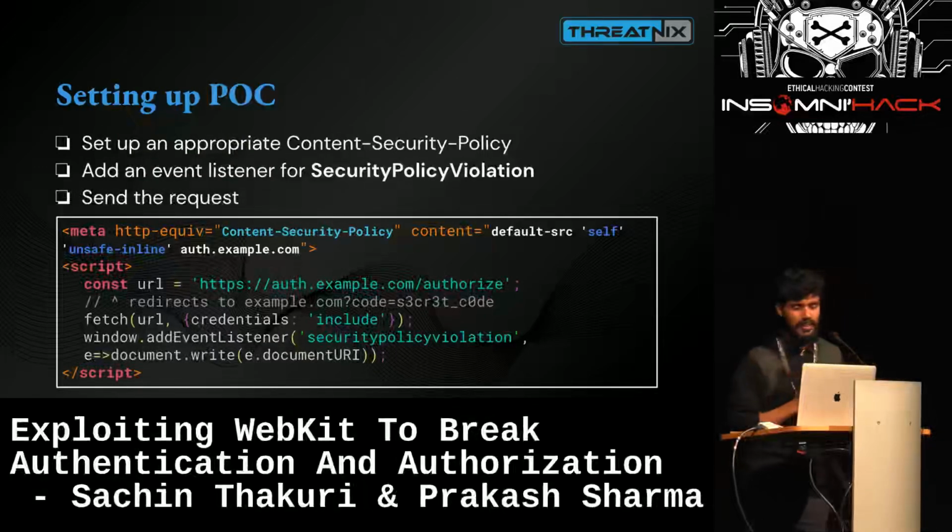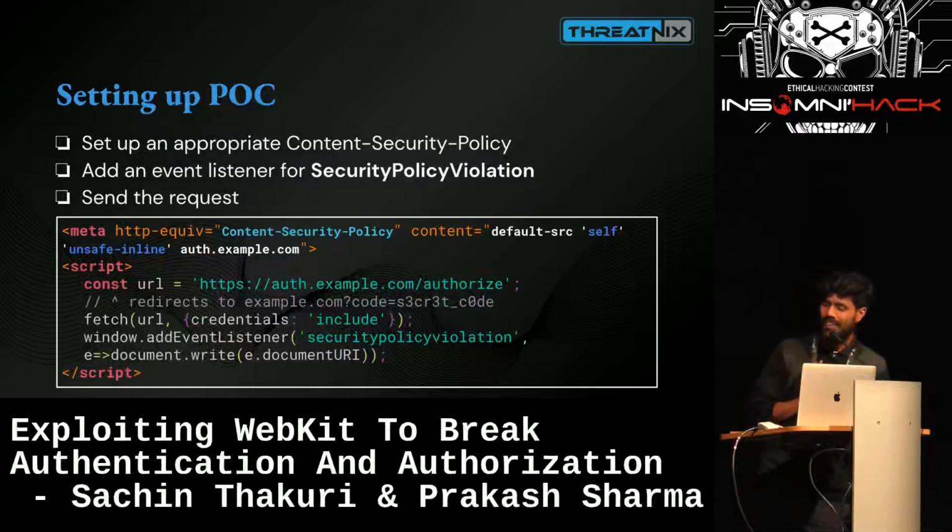Moving on to the POC, the exploit was very simple. We set up a page with CSP as shown in the slide there. We just whitelist the domain we're sending requests to and add an event listener for a security policy violation event, then send a request. And that's pretty much it. Sending a request to an authorization endpoint issues a redirect to another domain with a code or token appended to the URL, which is typically the case for OAuth or SSOs.